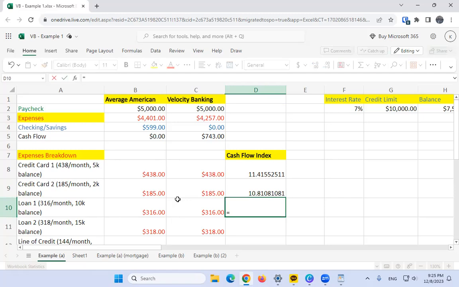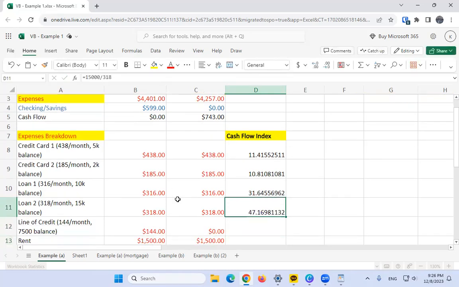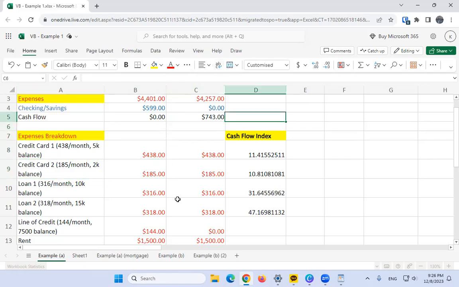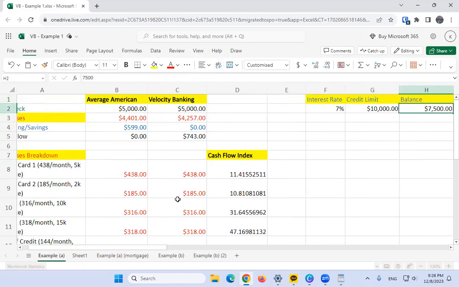This one is 10,000 divided by 316. And then this one is 15,000 divided by 318. Okay. So according to this, the lowest number is the one you want to pay off first. So it kind of matches my suspicions. So if I pay this 2K off, I get $185 in more cash flow. So let's go ahead and do that.